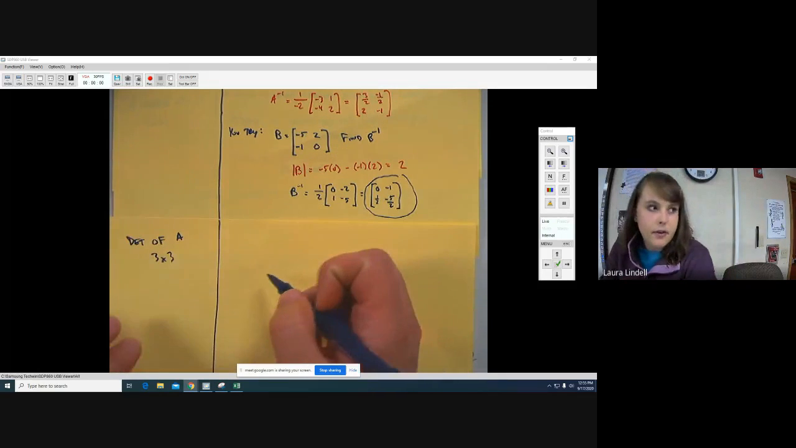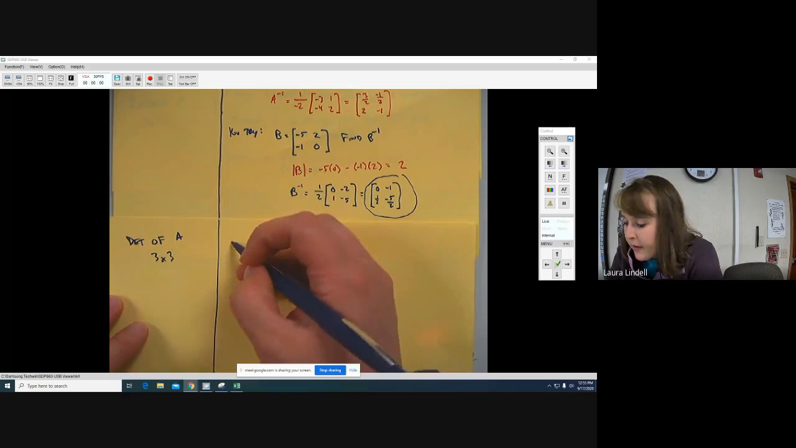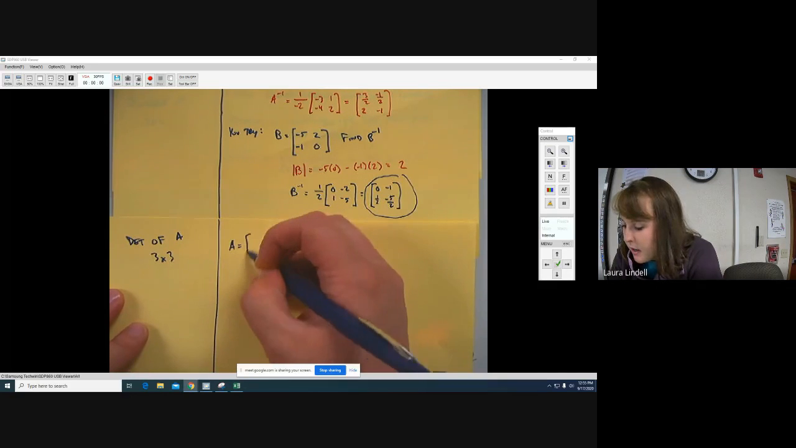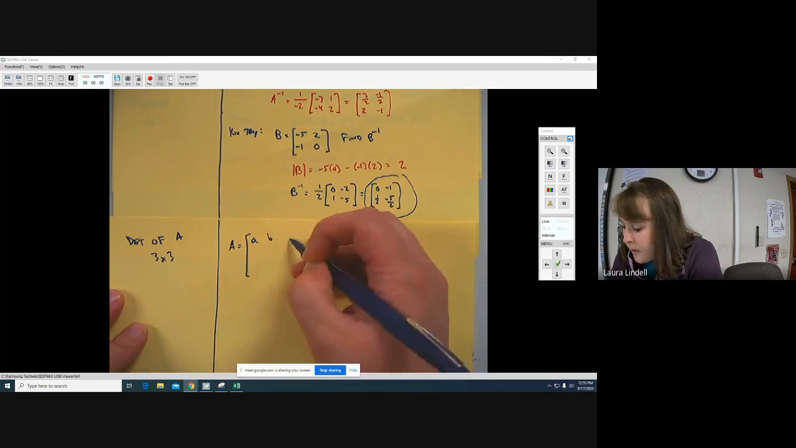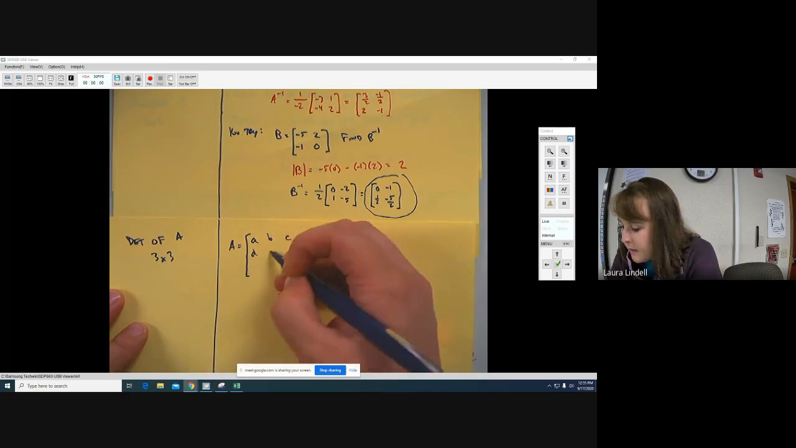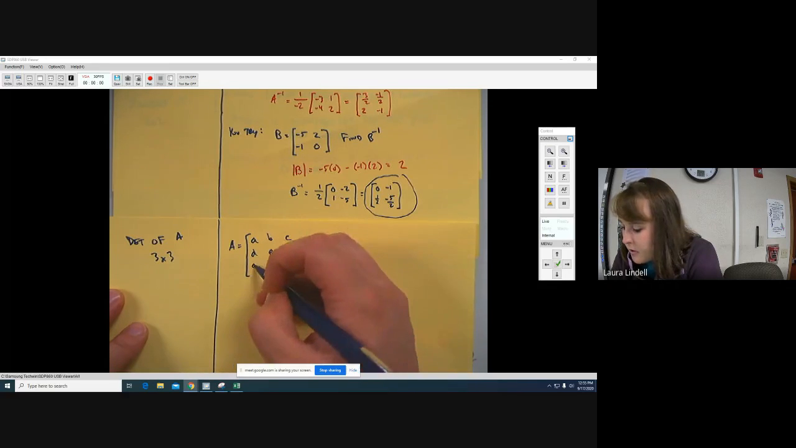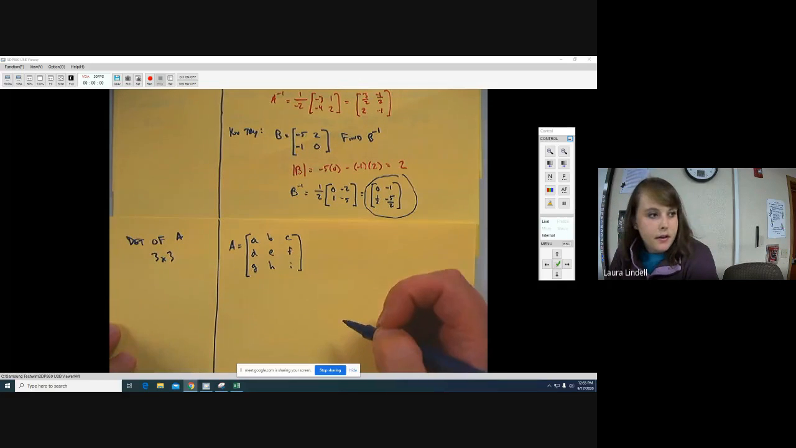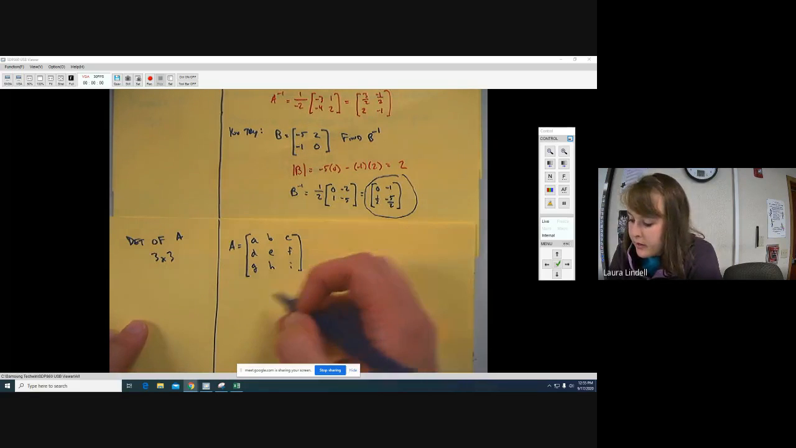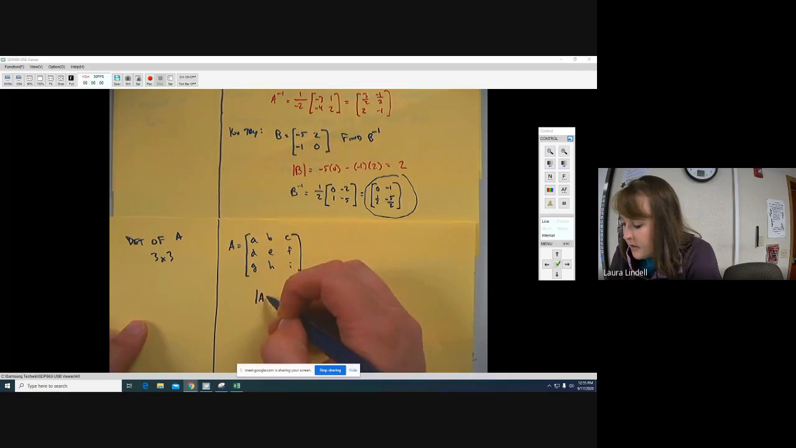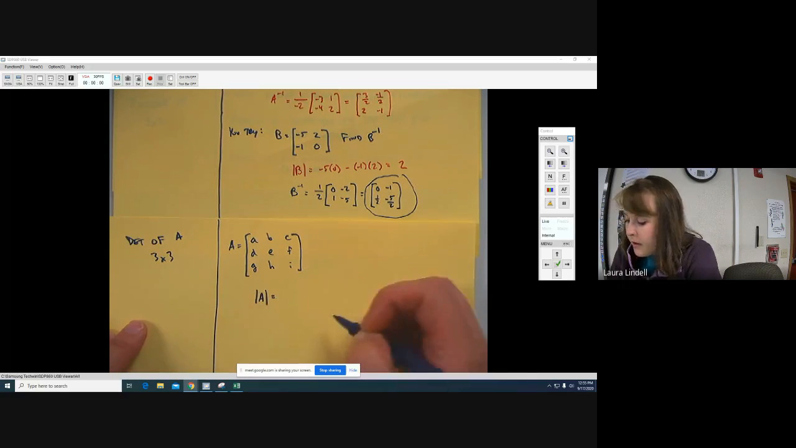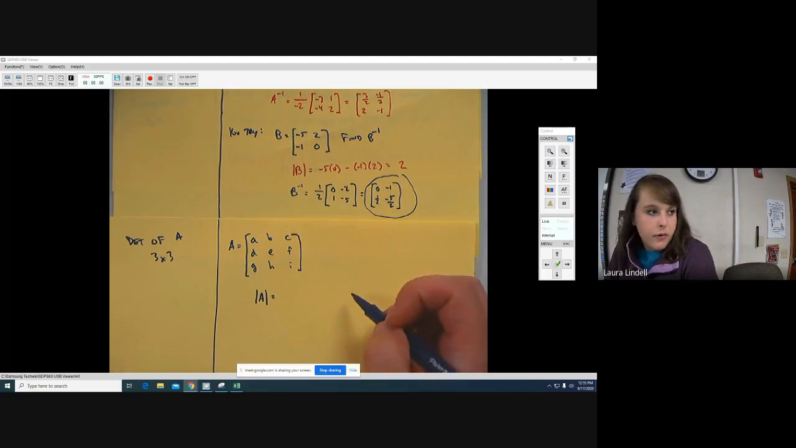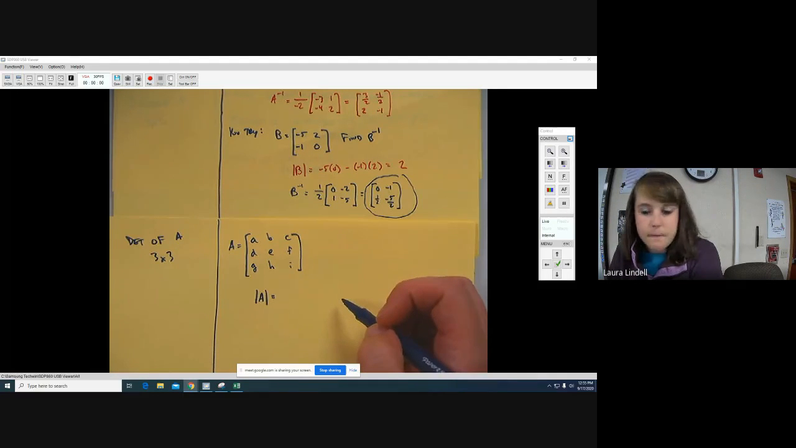Determinant of a 3x3. Okay, so let's say we've got this 3x3 matrix: A, B, C, D, E, F, G, H, I. So there's our 3x3. And the determinant of this is going to seem really weird. I'll put down the formula for it, and then I'll kind of explain the theory behind it.